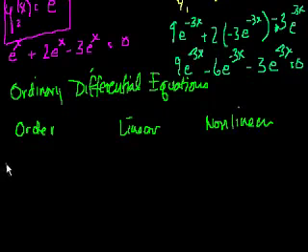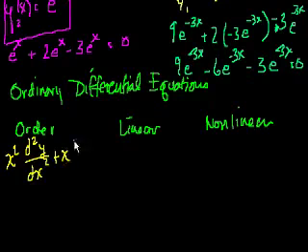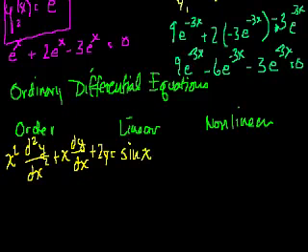I think the best way to figure this out is just to write down examples. So let me write down one. I'm getting this from my college differential equations book. x squared times the second derivative of y with respect to x, plus x times the first derivative of y with respect to x, plus 2y, is equal to sine of x.